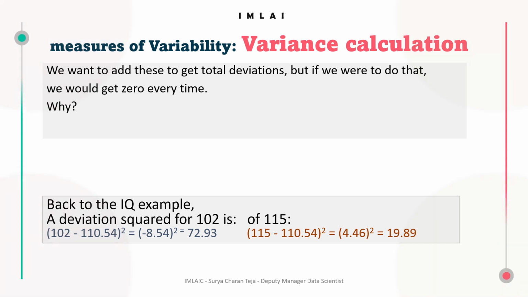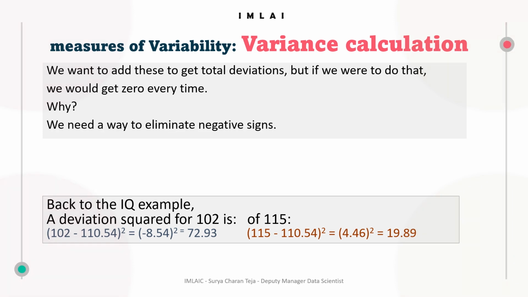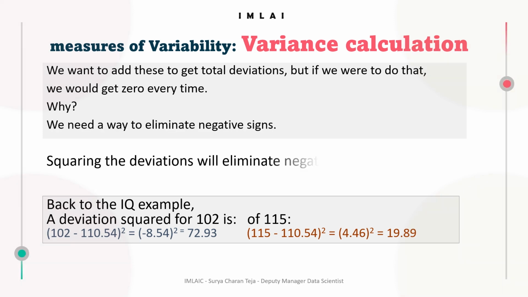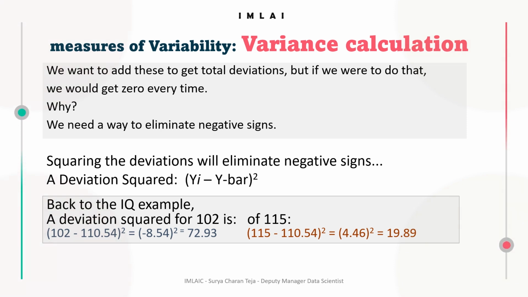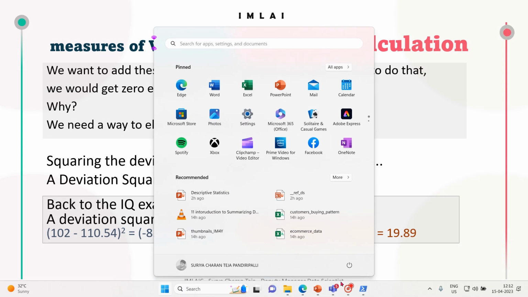We need a way to eliminate negative signs. What is that? It's simply squaring the deviations. You just square the deviation, which will eliminate negative signs. Now finally we'll get the squared deviation, yi minus y bar squared.